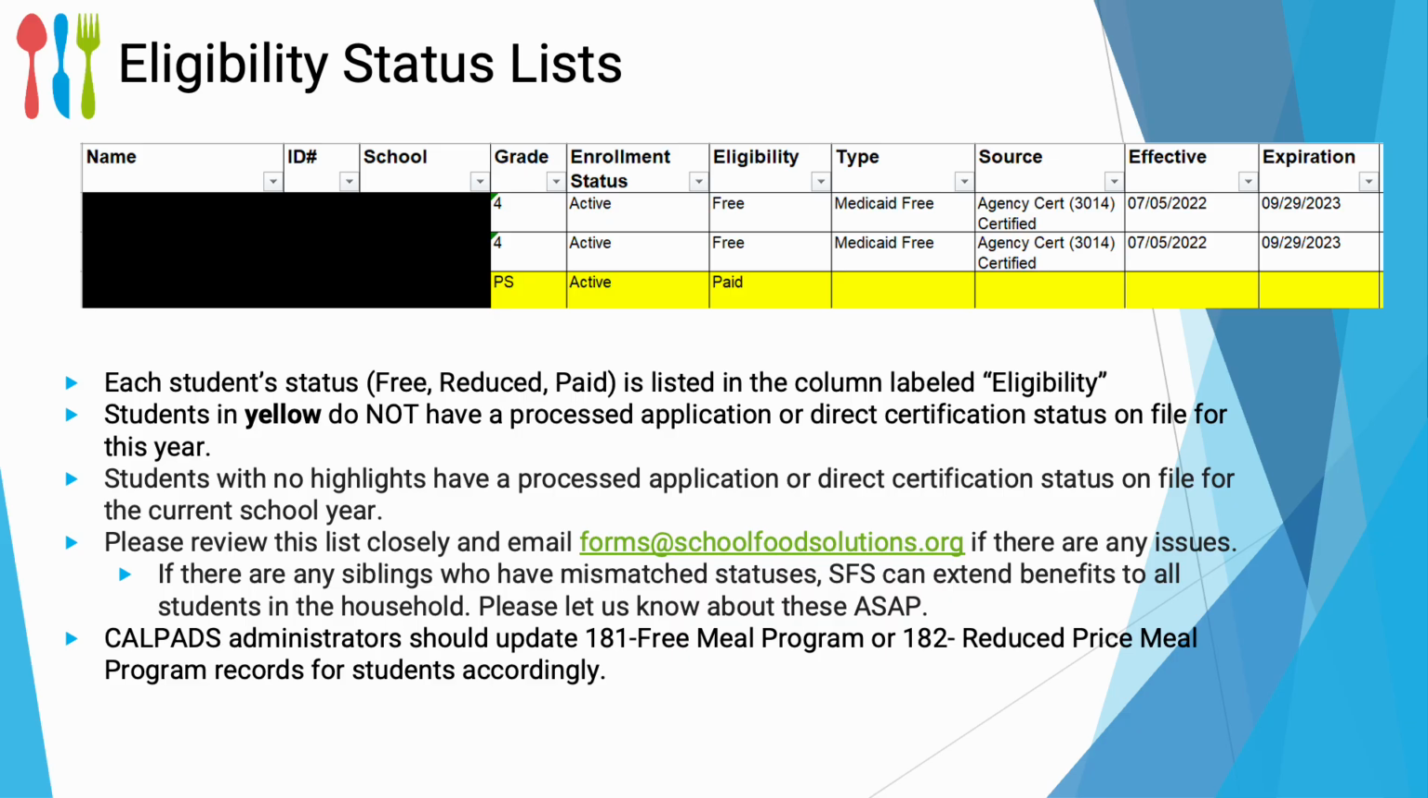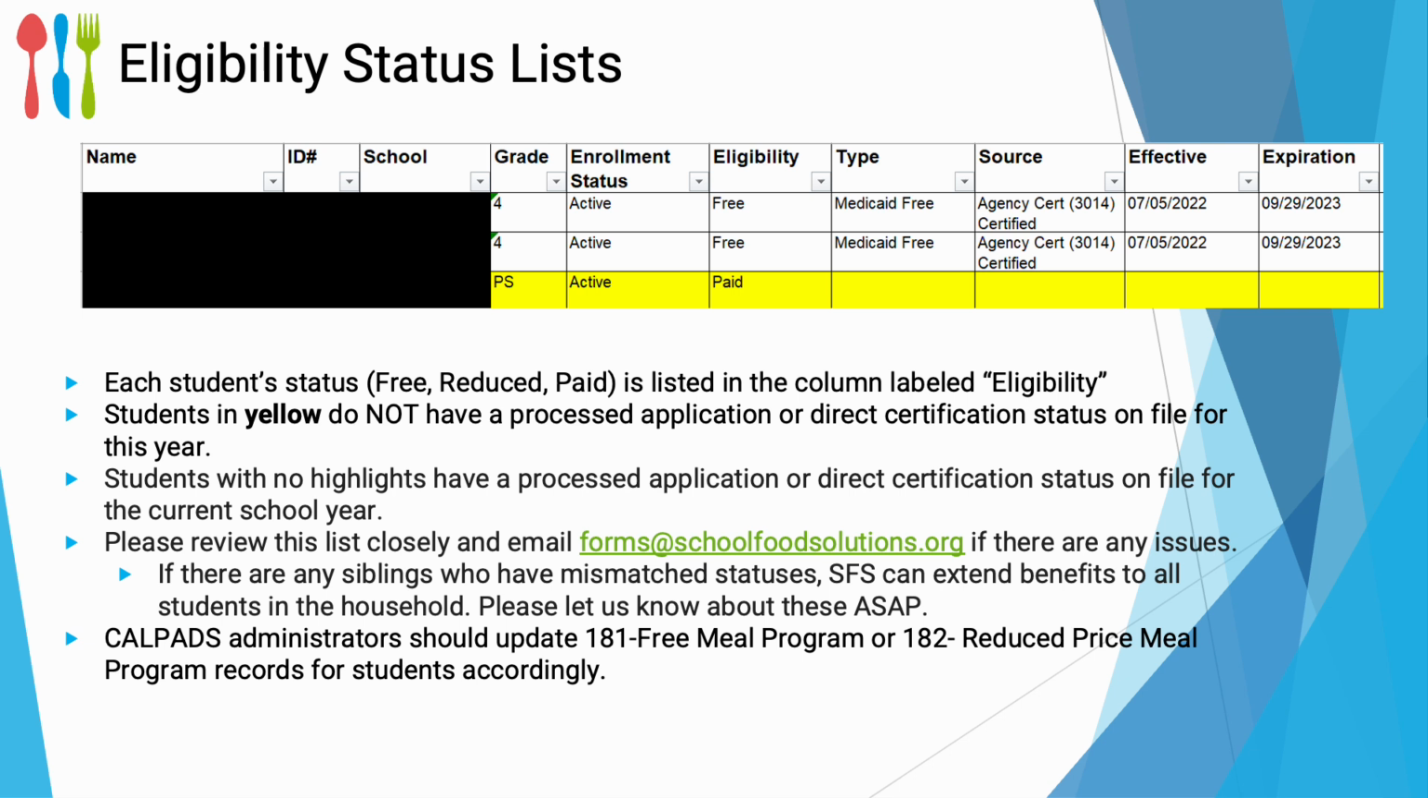Students who are highlighted yellow do not have a processed application or direct certification on file for the current school year. Students with no highlights, if they're just unhighlighted, that means something has been processed for them for this year. So there's no other action needed for those students. Be sure to review this list closely. Email us if there's any issue.